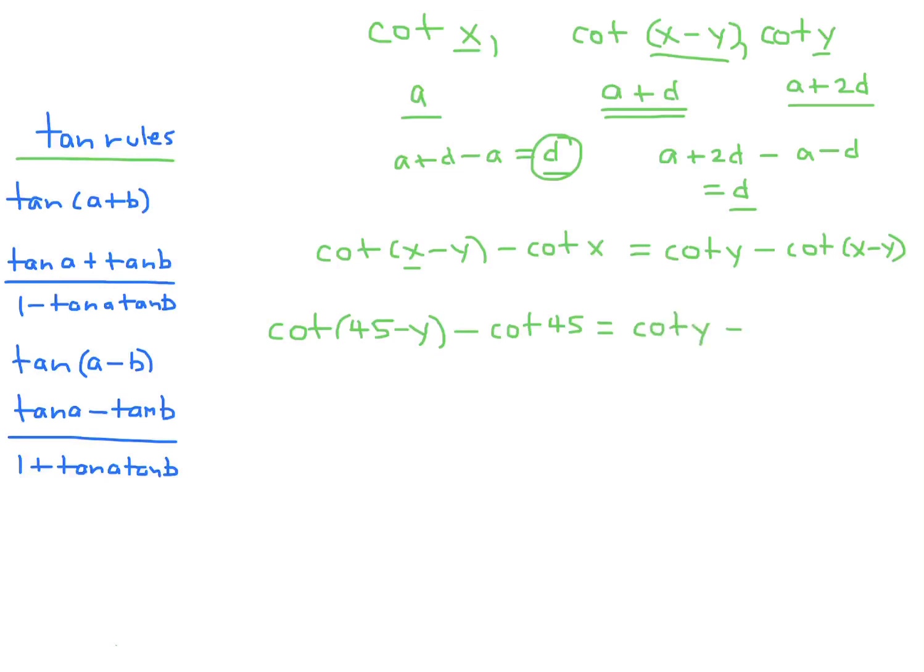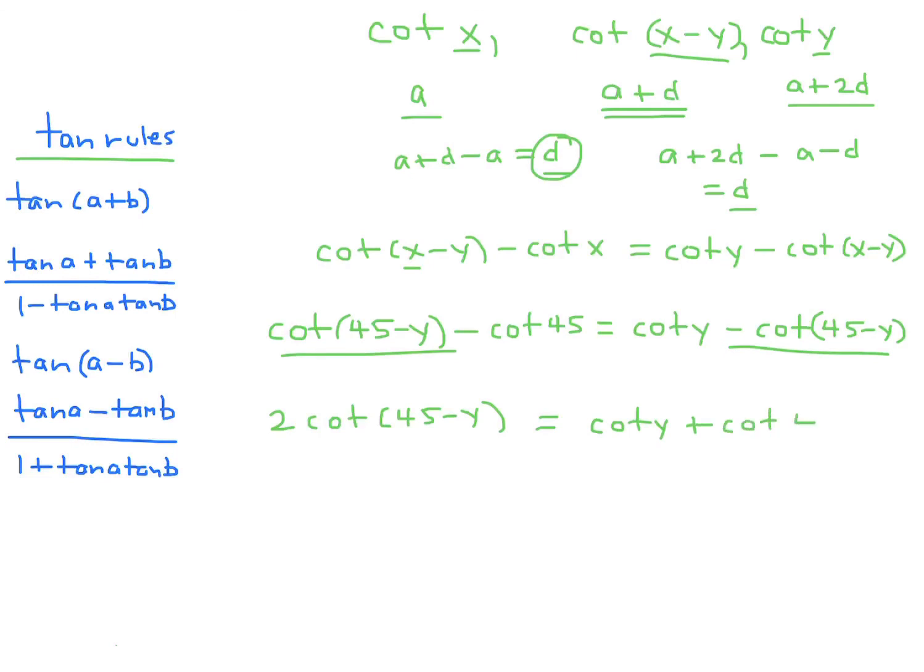Y I don't know, so I can't put that in. And then I put cotangent of 45 minus y. Okay, I think we can collect like terms here. I think this is the same as that, so put it on one side. 2 times the cotangent of 45 minus y. And I put everything on this side here, cotangent of y plus the cotangent of 45.